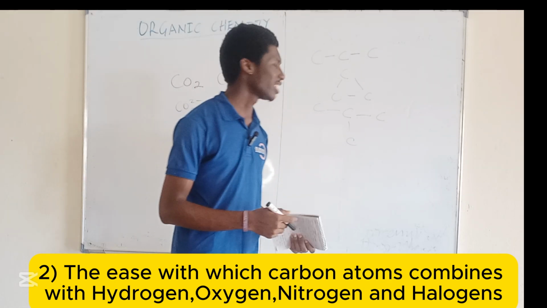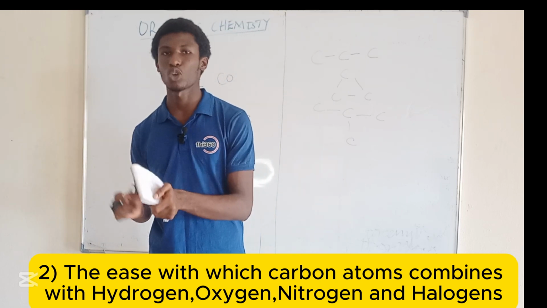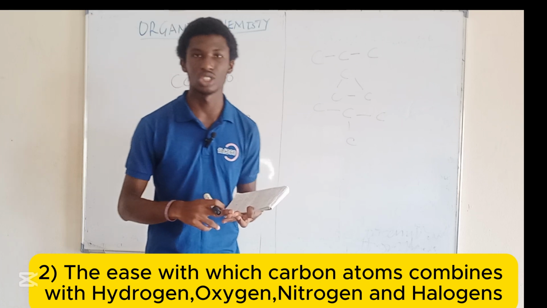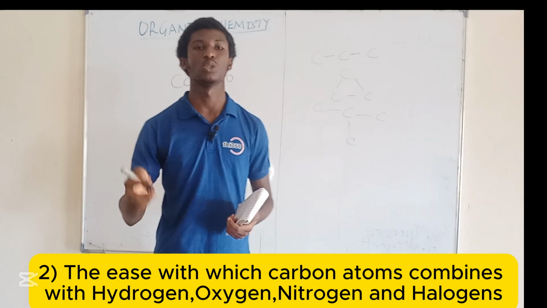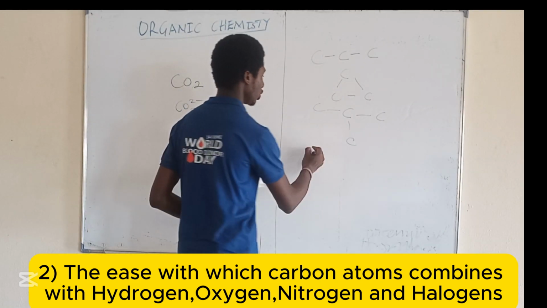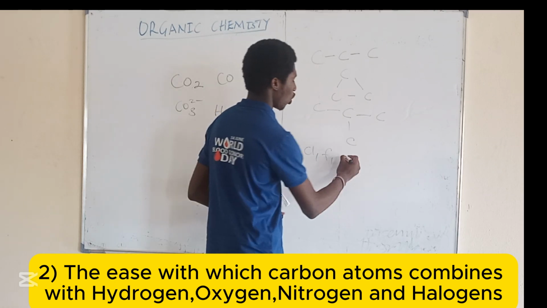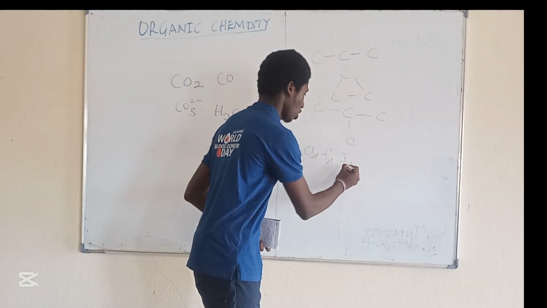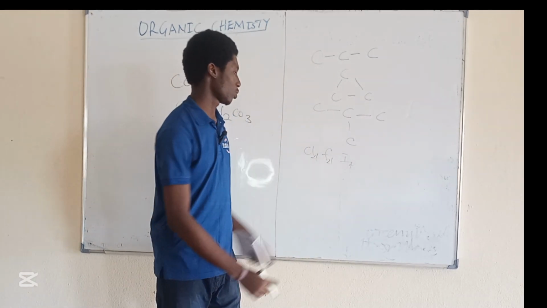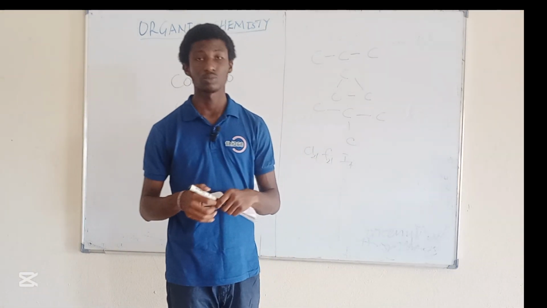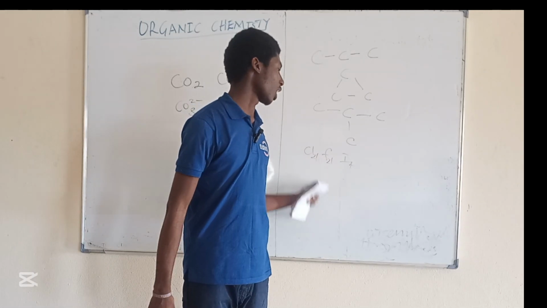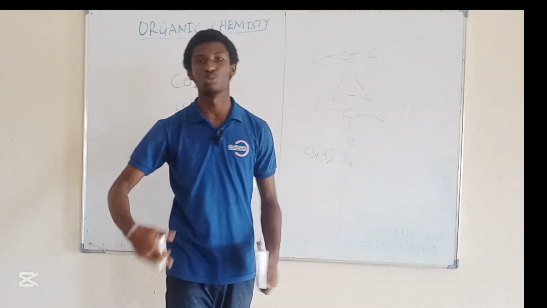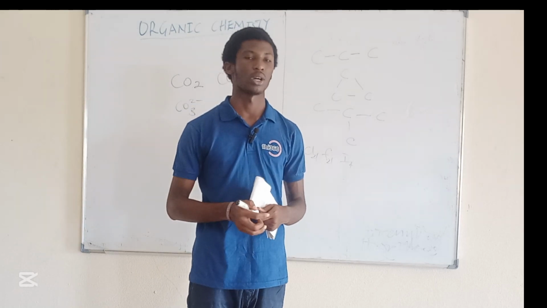Repeat myself again. You see the ease with which carbon atoms combine with what? Hydrogen, oxygen, nitrogen, and your halogens. Your halogens like your chlorine, your fluorine, your iodine, and the rest. So your chlorine, you don't write them as single atoms, they are always diatomic. So these are the halogens we are talking about. Let's leave that one, when we move to other videos, we'll discuss them.